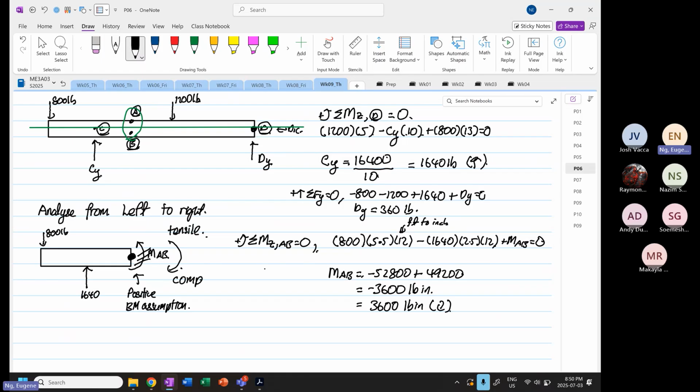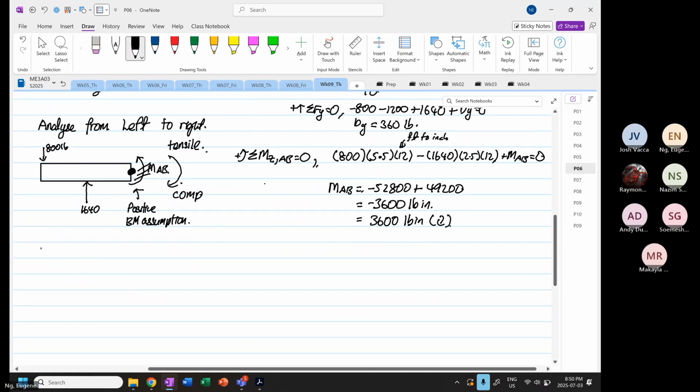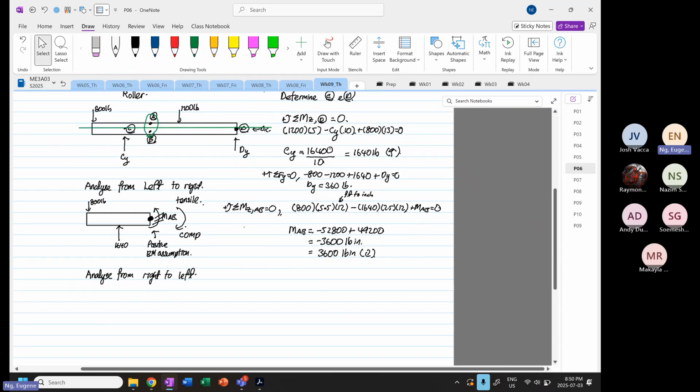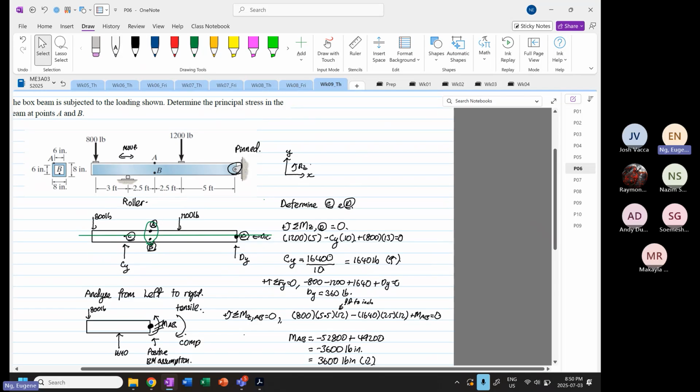So now I'm going to do the analysis from right to left. Okay, analyze from right to left. So when we do right to left, the numbers will be a bit different. But the answer will be the what? Answer has to be the same. Okay. So now I'm just going to draw, we're going to analyze from right to left now.